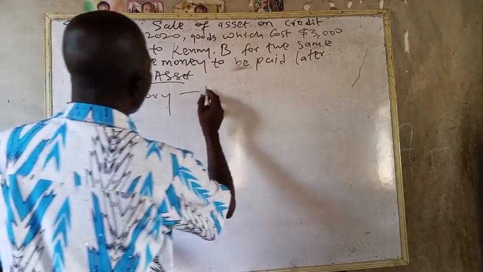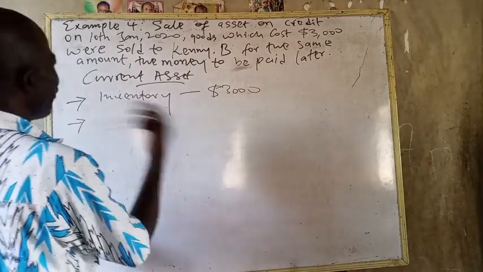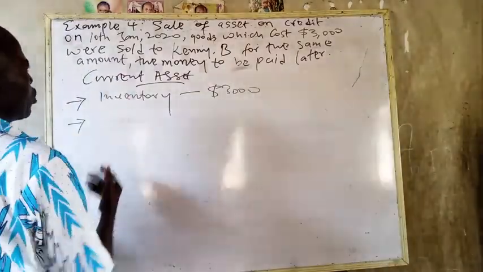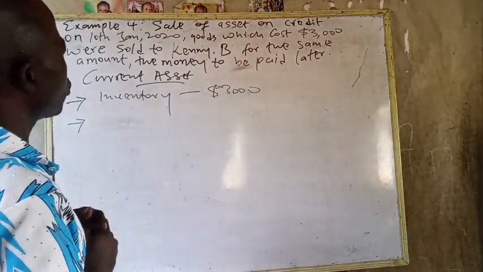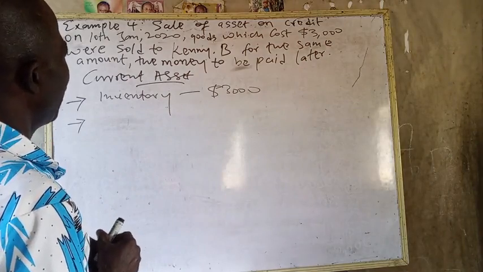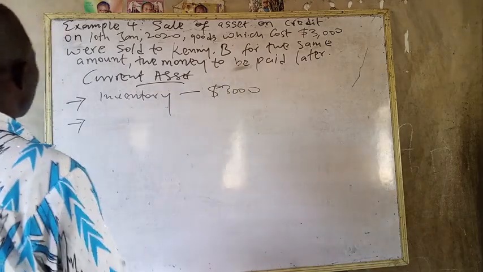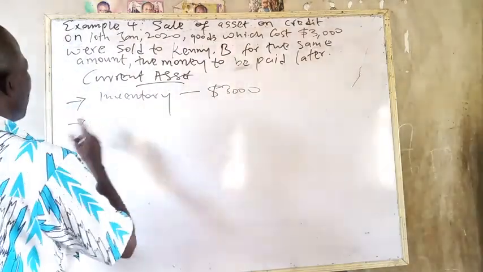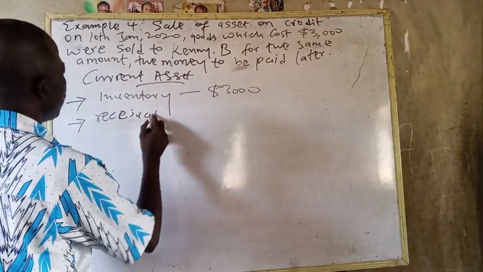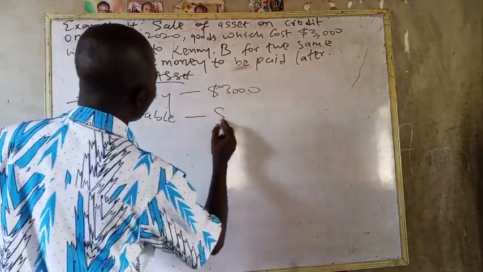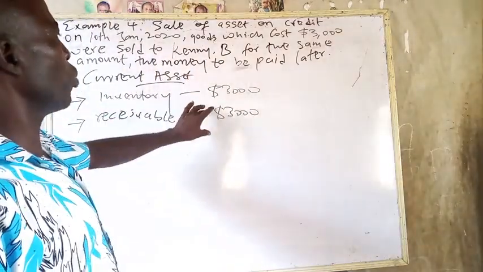With what amount? $3,000. And it affects what? Debtors also, because whoever the company sold goods to that does not make payment, where the money is to be collected in a future period, is known as a debtor. Another word for debtor is receivable. That is, the money is going to be receivable. And what is the amount? $3,000. If it is double entry, this is how it's going to be.